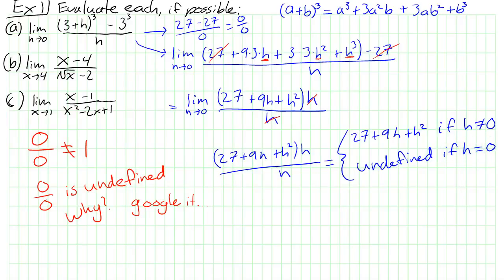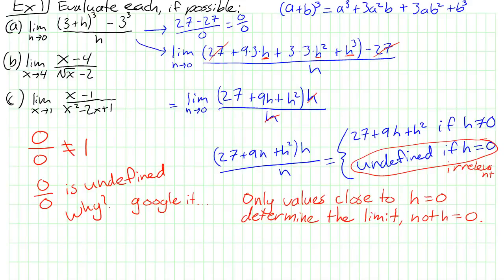So why are we just allowed to cancel it out? Because we're interested in when h is 0, right? But not really. With limits, the limit is only concerned with values of h close to 0, and not h equals 0 itself. That's important enough that I'm going to write it. Only values close to h equals 0 determine the limit, not h equals 0 itself. You can check the definition of the limit if you want to see that. It's a good thing to understand because we're going to be using that a lot.